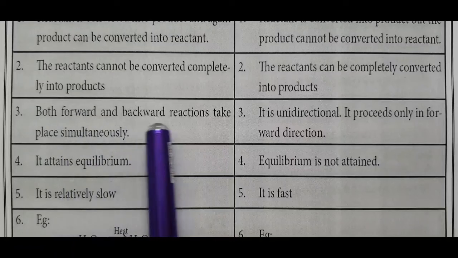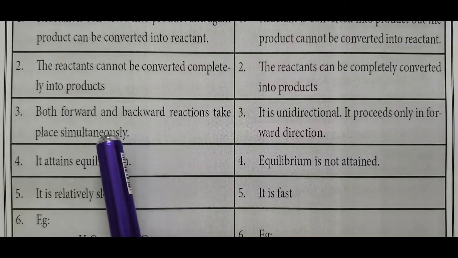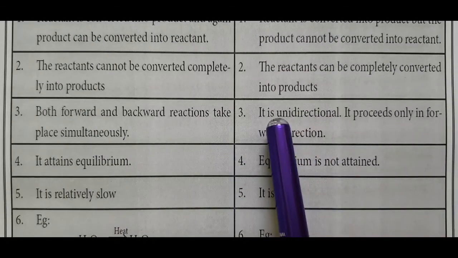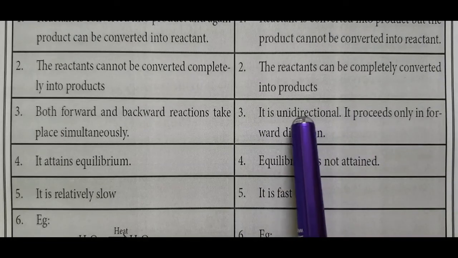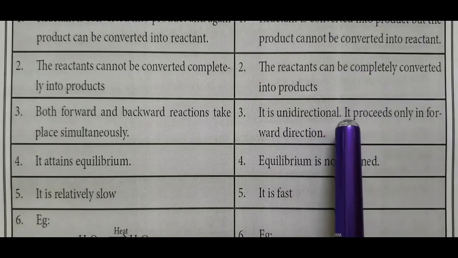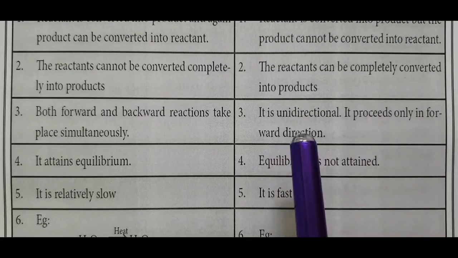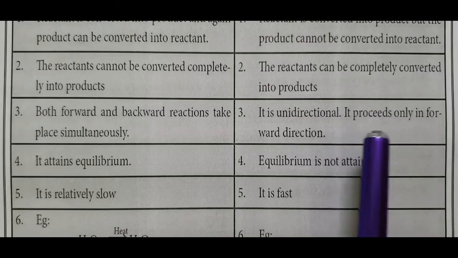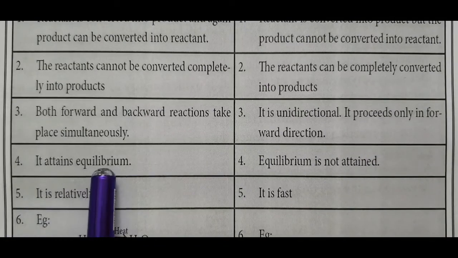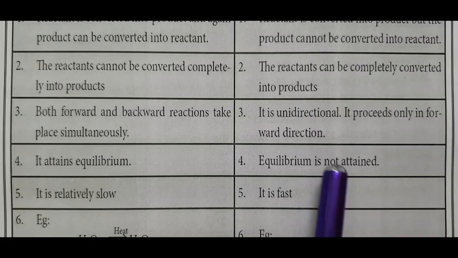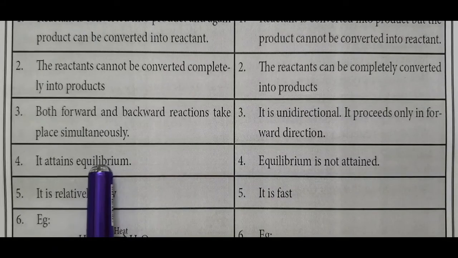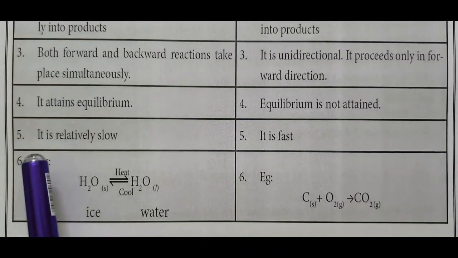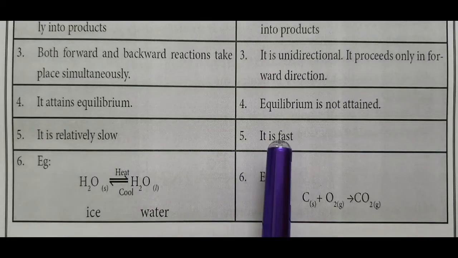Both forward and backward reactions take place simultaneously. It is unidirectional. In only one direction the reaction takes place. It proceeds only in forward direction. All the reactants are completely converted into the product. It attains equilibrium. Equilibrium is not attained. What is equilibrium? The rate of forward reaction is exactly equal to the rate of reverse reaction. 5th point, it is relatively very slow, but it is fast.